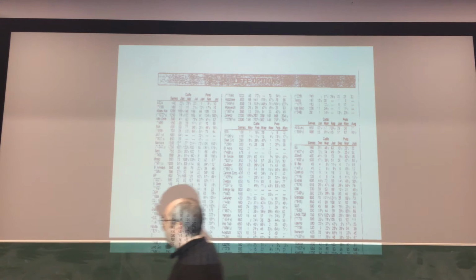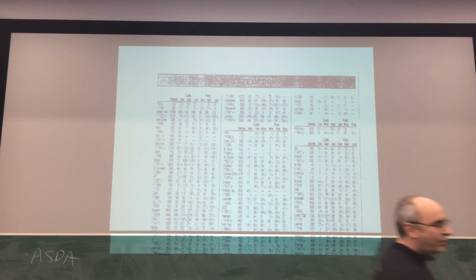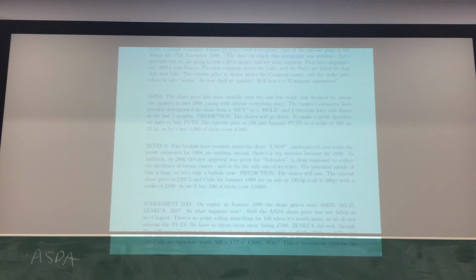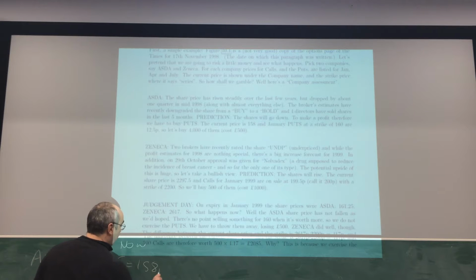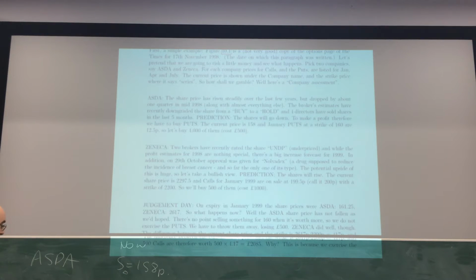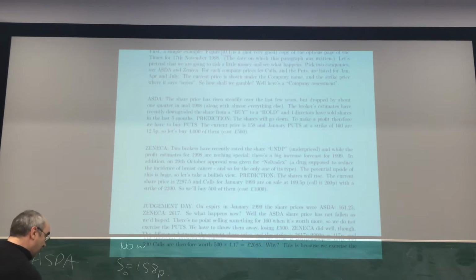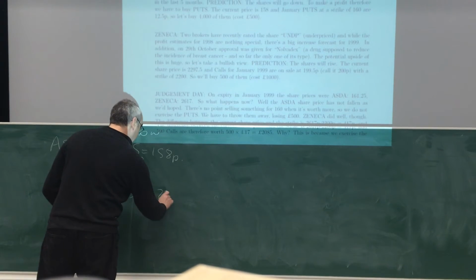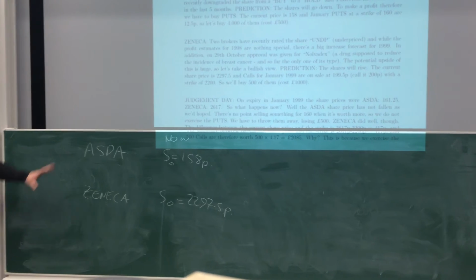So let's look at Asda shares. Suppose we're at time now, and the price is 158p. And we've got Zeneca, which again doesn't exist anymore, I think, but S0, the price, was 2297.5 pence. So that's the time now.